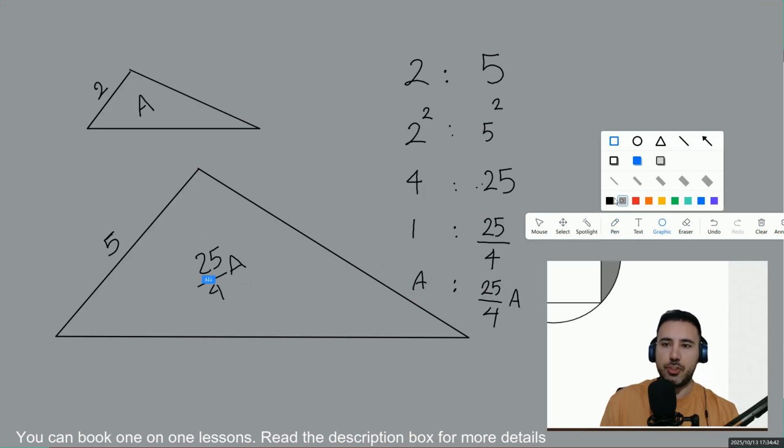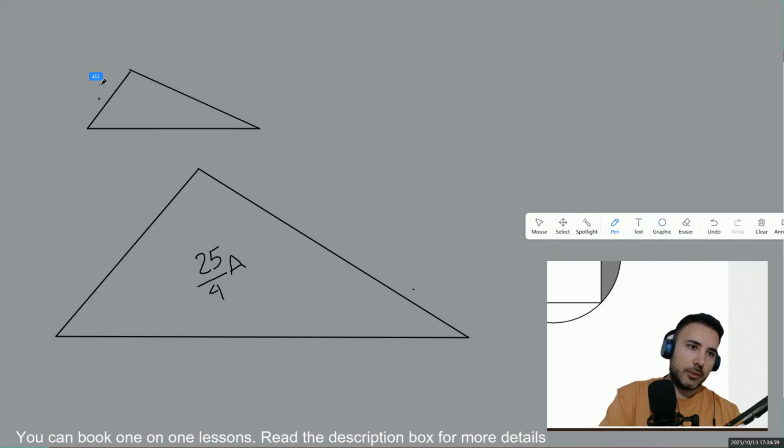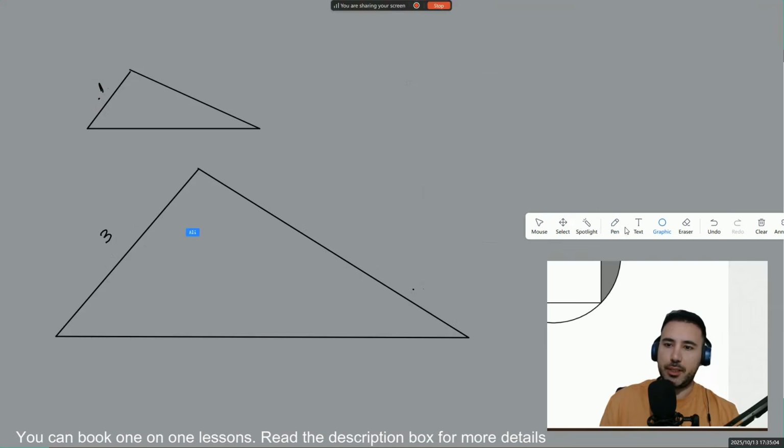Now let's just change the side length so that we practice it more. So what if the ratio here is 1 to 3. If this one is a 1, this one is a 3, what is the ratio of the areas if this one is A? This one is 3. So the ratio of the sides is 1 to 3. Let's just square both of them. 1 times 1, 3 times 3. So that means if this one is A, this one is 9A.